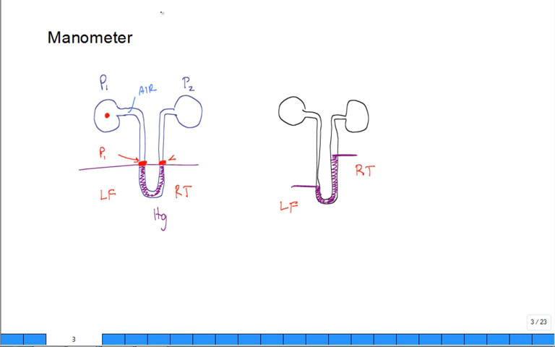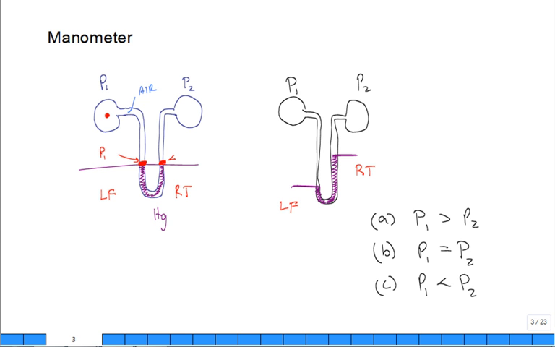First clicker question of the day. For the system as shown, I'm interested in making an observation about the pressure P1 versus the pressure P2. Answer A, I can conclude that P1 is greater than P2. Or answer B, I can conclude that P1 is equal to P2. Or answer C, P1 is less than P2. I will start collecting your responses, and we'll give you 30 seconds.